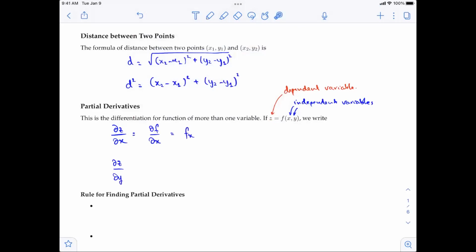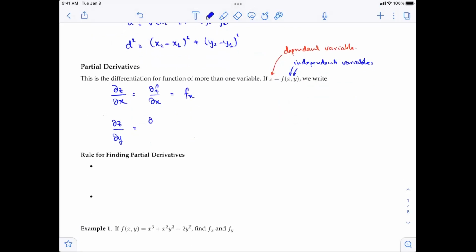It depends on the person who wants to use it, or on the textbook that you read. It doesn't matter to us which notation we use. For the partial derivative of z with respect to y, we can also say partial f, partial y, or f sub y. Another way to do it is to say partial x of the function f of x comma y, and here you do partial y of f of x comma y. Those are the notations.